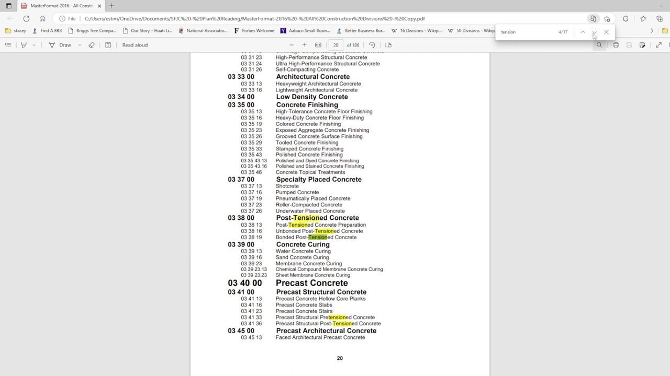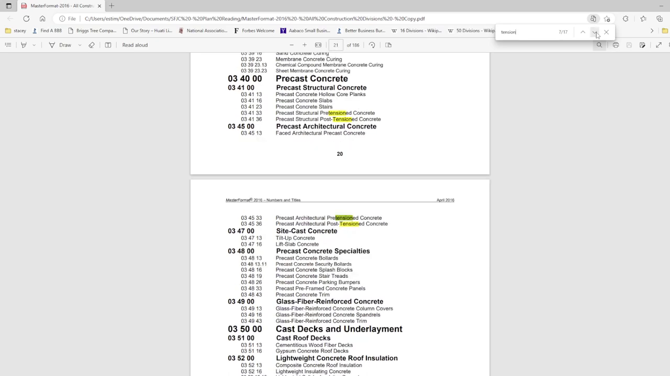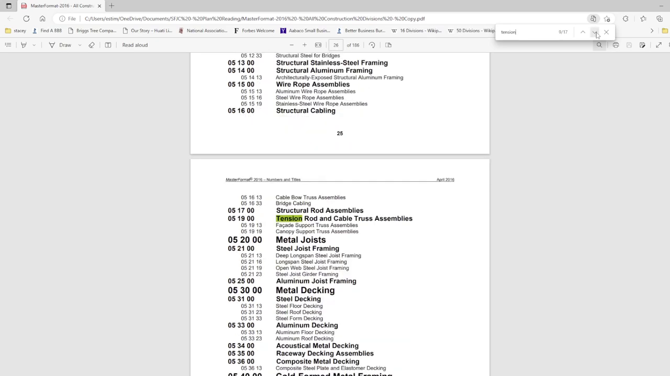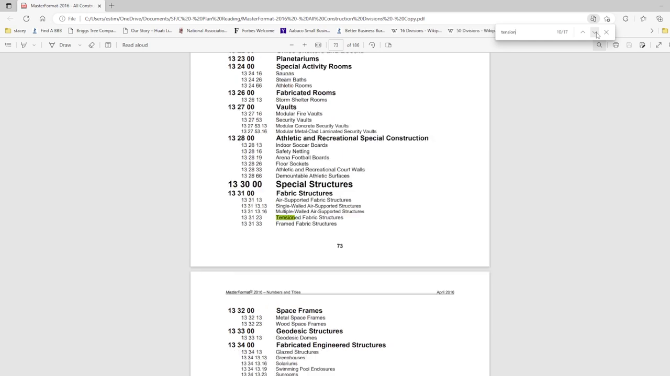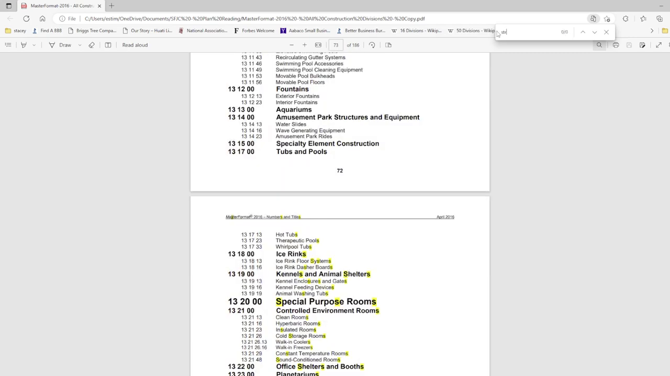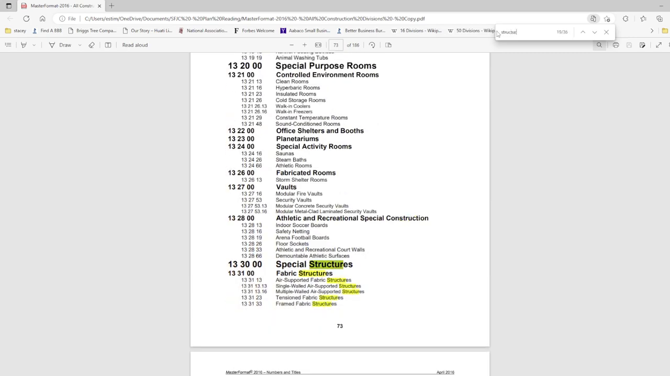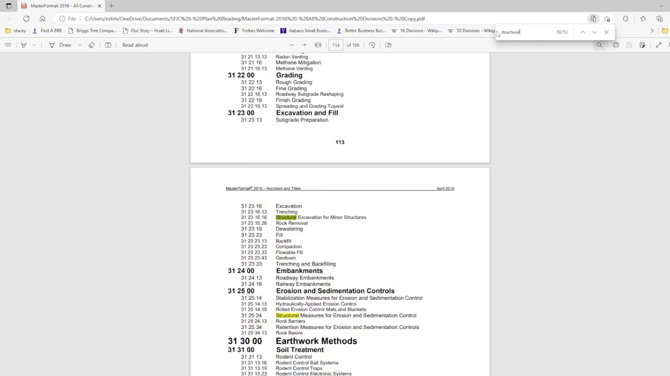Okay. So concrete is Division 03. Did I already go through and it just took me back? Tension rod cable truss assemblies. Yeah, I think I did. Okay. I want to find, let's just put the word structural in here. A lot of structural.